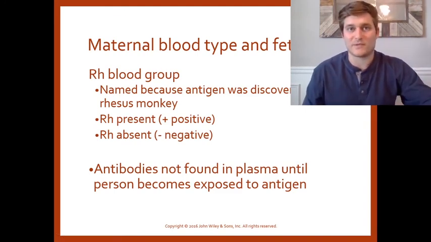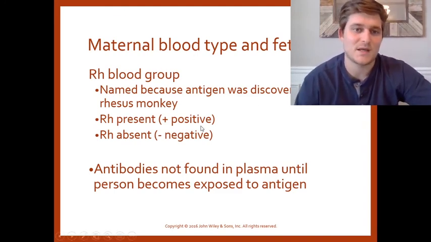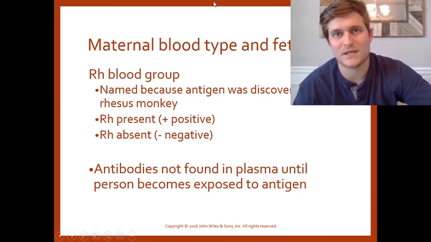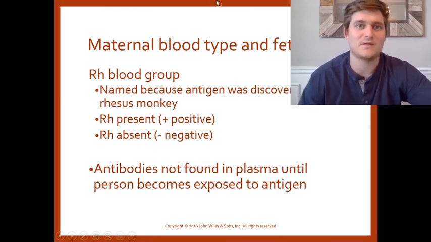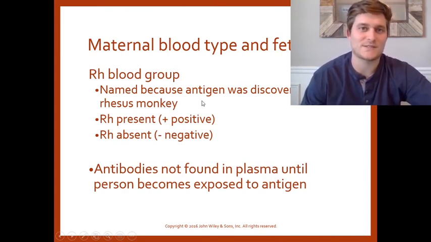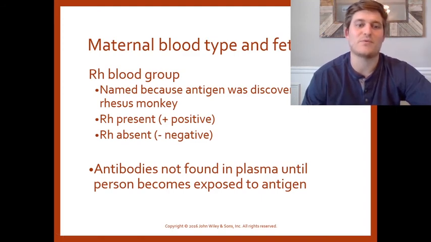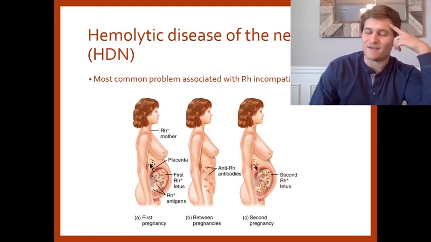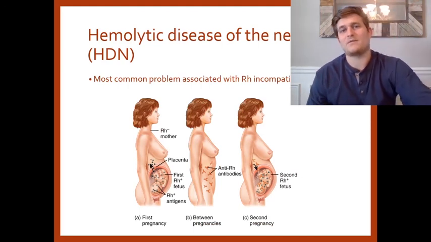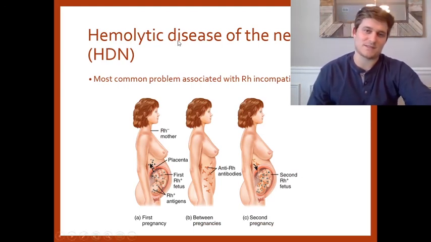So when does this become important? Well, one, for blood transfusion, again, because if you have that antibody present and then you receive blood with rhesus antigen in it, that could cause potential problems. But then another devastating issue is when it comes to pregnancy. And this is what's called hemolytic disease of the newborn.